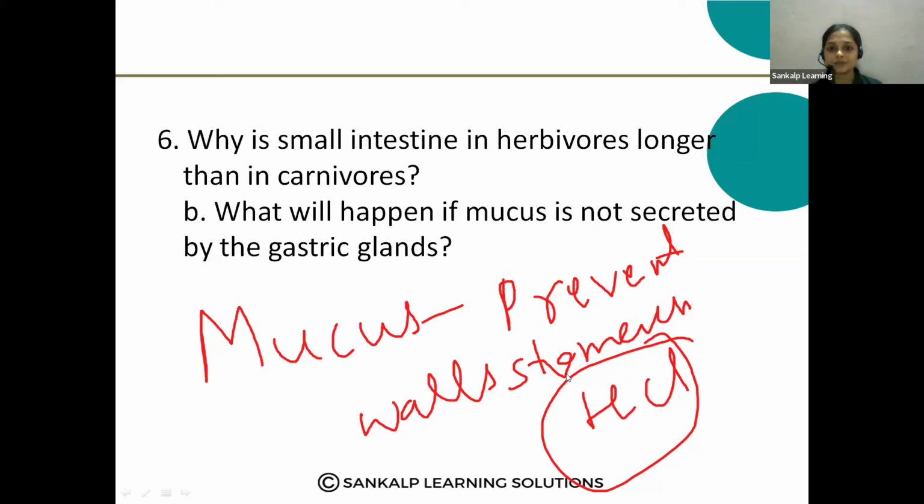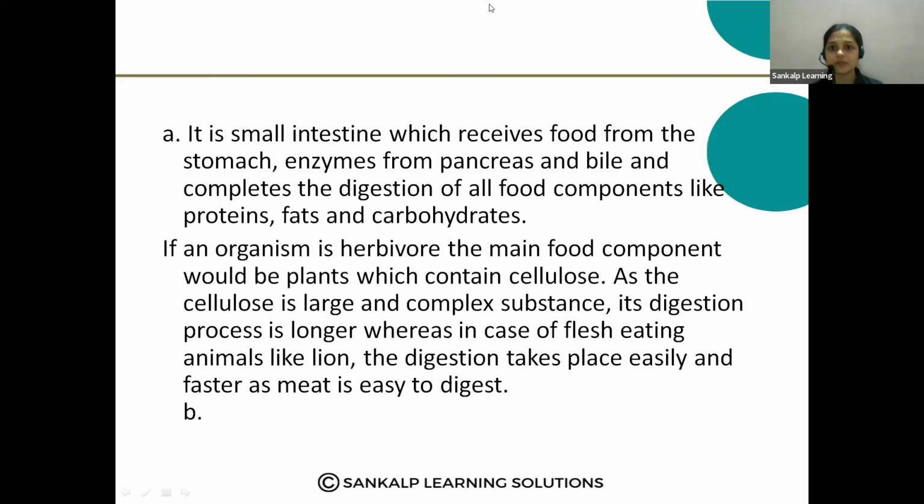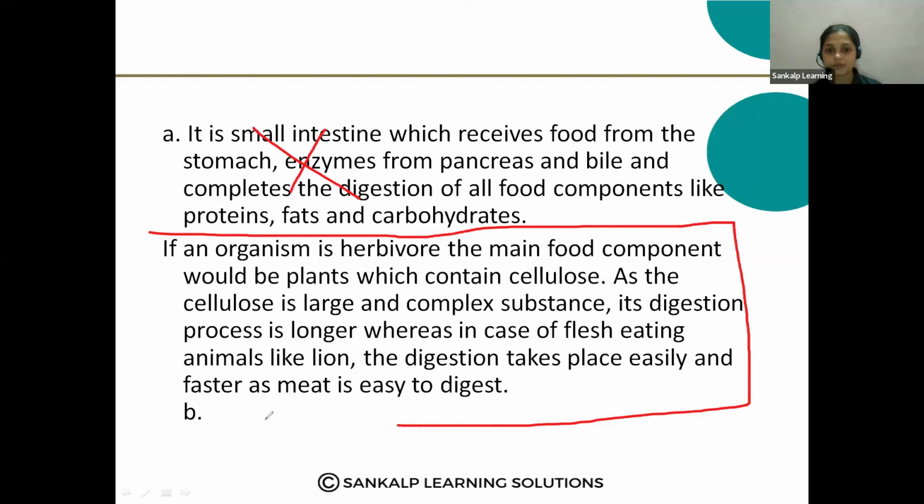So that is the answer. Here you can note down the answer. Small intestine receives the food from the stomach. If an organism is a herbivore, the main food component contains cellulose. Cellulose is the main food content, so this will take a longer time to digest than in the carnivore. Okay, so like that you should write the answer. Just note down this one for the first question.